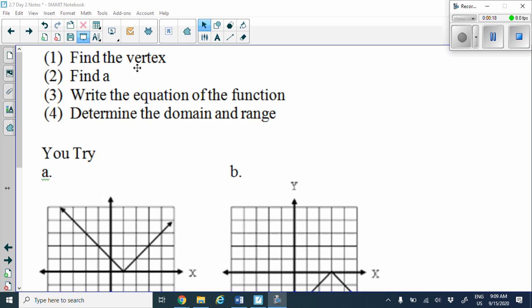The first thing is you're going to find the vertex. Then you're going to find the a value. Given those 2 things, then you're going to use it to write the equation of the function, and then lastly determine the domain and range. So what I would like you to go ahead and do is pause this video and try example A and example B by doing these 4 things. Go ahead and pause the video.